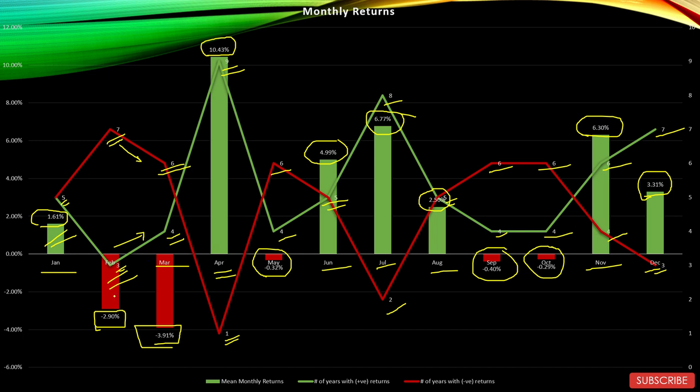So there are quite a few months in the year in which this sector does not perform well. For example, February, March, May, September, October. These are the months in which this sector actually performs quite badly, and there are only a few in which it performs well. For example, April, July, probably November, December too. At least it has given positive returns 7 times in the last 10 years, though the average returns are not so high, but still the number of times it has given positive returns in this month is quite good.